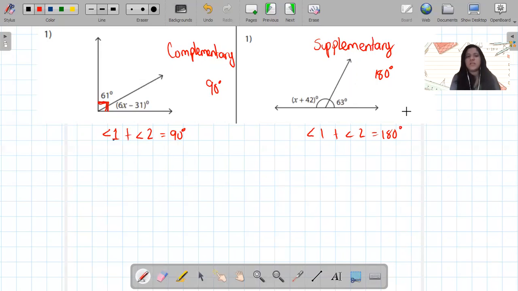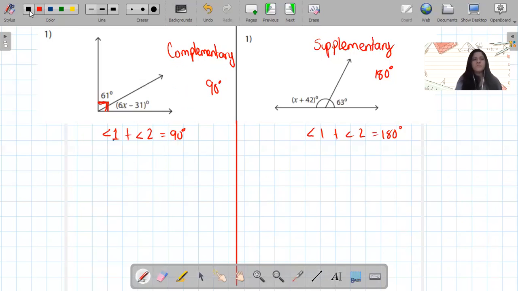Again, I repeat, for complementary angles, we use the formula angle 1 plus angle 2 equals 90 degrees. How do we know if it's complementary? If we have this little square here, they are complementary. And for supplementary, we use the formula angle 1 plus angle 2 is equal to 180 degrees. How do we know if it's supplementary? If it's a straight line, it's equal to 180 degrees and it's supplementary. So, now that we know this, let's do the process.